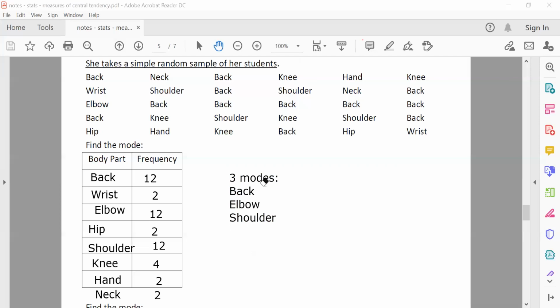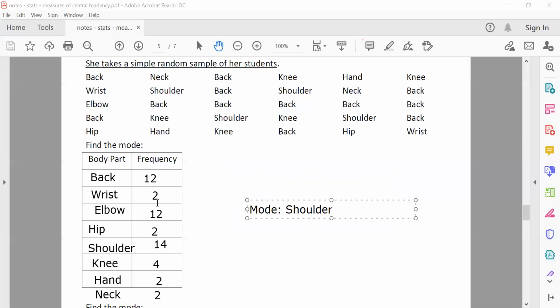What if, and we're just having fun with this here, what if the shoulder actually had 14? What would the mode or modes be in this case? Just the shoulder, yeah, exactly. The only mode would be the shoulder. Because while the back and elbow are close and they have a lot of occurrences, they're not quite the leader. So they're gone now.